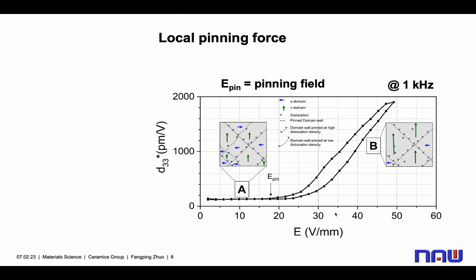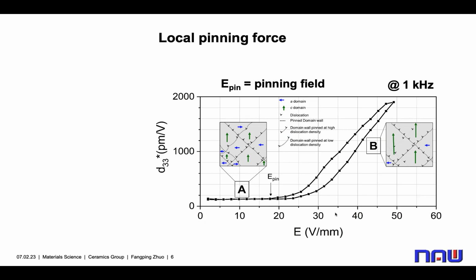Therefore, we measured the converse piezoelectric coefficient d33* as a function of the electric field. We see something very interesting. When the electric field is low, the d33* is almost constant. When the electric field is higher than a certain value, we see a large increase in d33*. Compared to the initial value, the d33* at about 50 volt per millimeter increases about eight times.